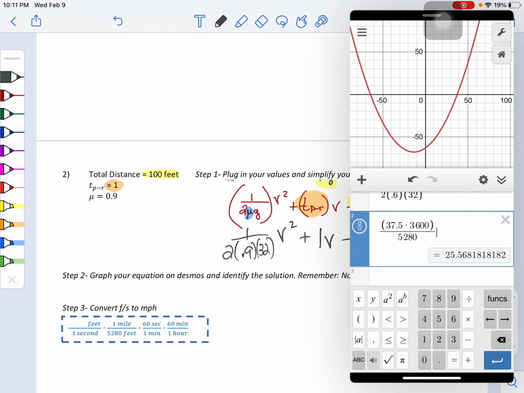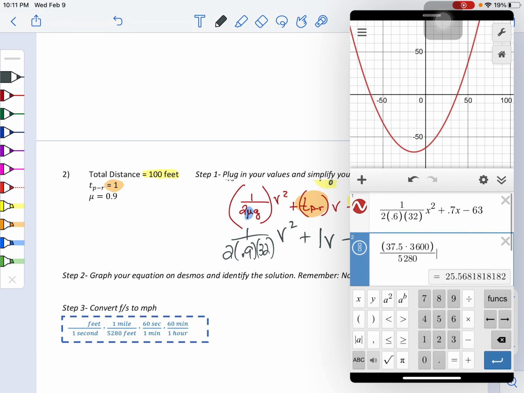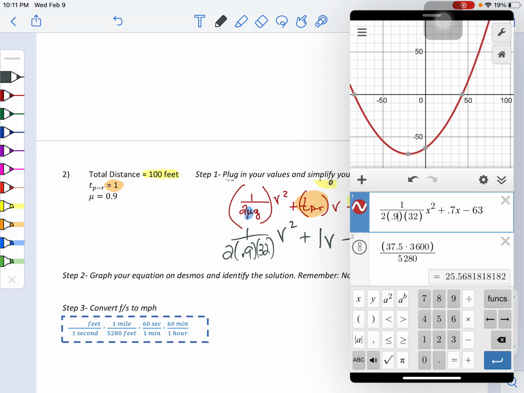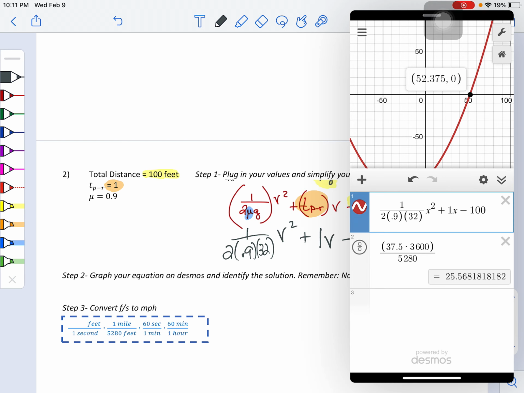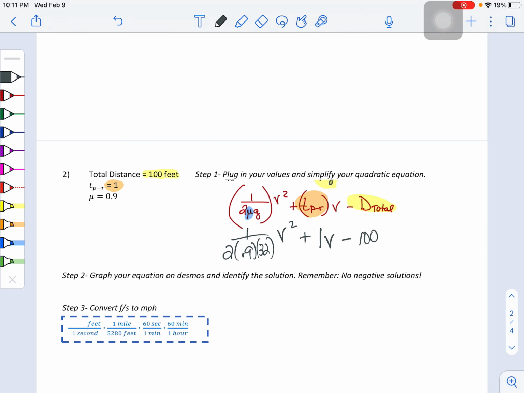Okay. So we're going to bring back our equation. I'm just going to try to use this so I don't have to type it all out. I'm changing that to a 0.9. I'm changing this to a 1x. And it's minus 100. Okay. I don't need to take a picture of this or anything. I'm just looking at that right intercept, and it's 52.4, but remember that's in feet per second.